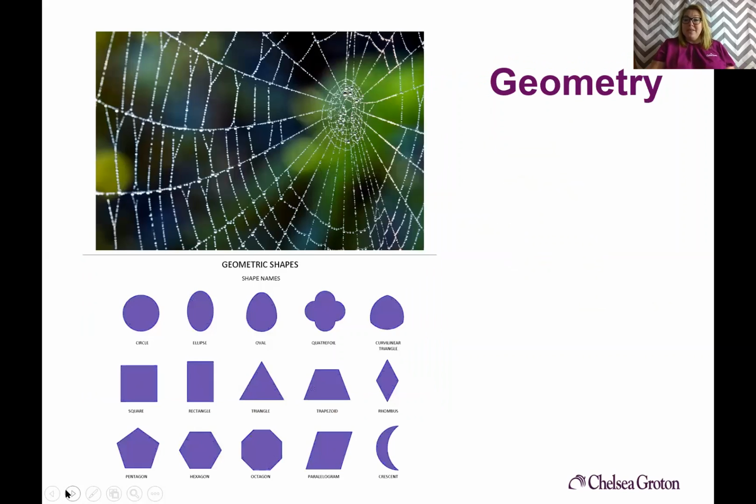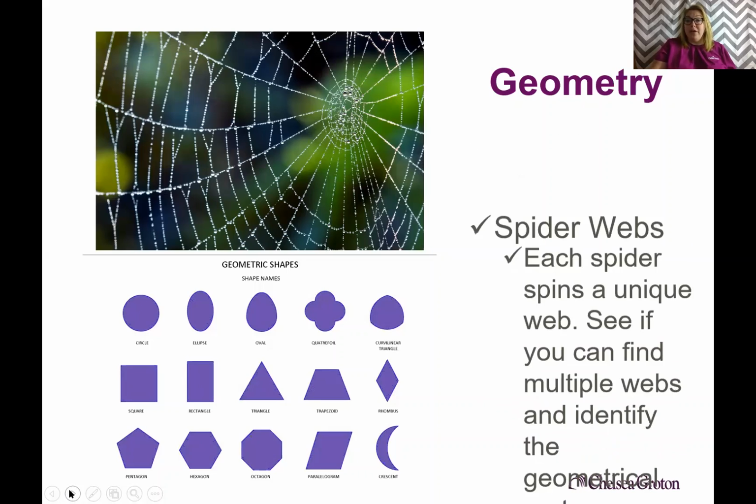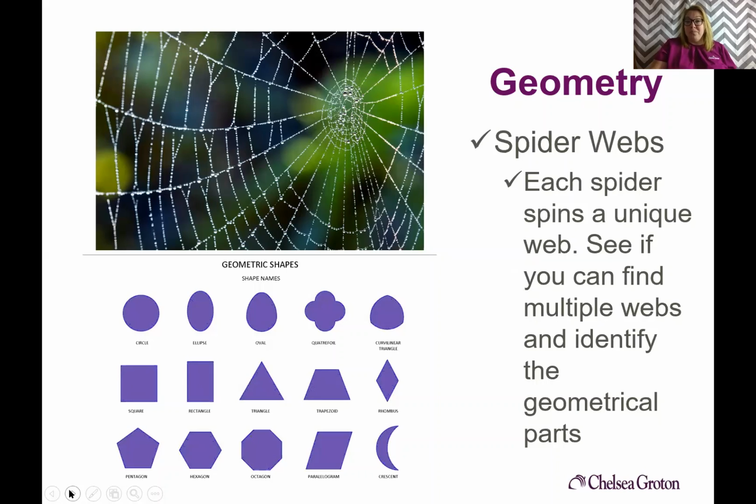So the last one is a little bit fun, and it's geometry. And definitely younger kids can help out with this. Spider webs are very geometric. Each spider spins its own unique web, and you can find them all over the place. Sometimes in the morning, they're a lot easier to find if there's dew on them because you can see them better, but they can be found all over your yard, and walking down the road, in parks, in the woods.